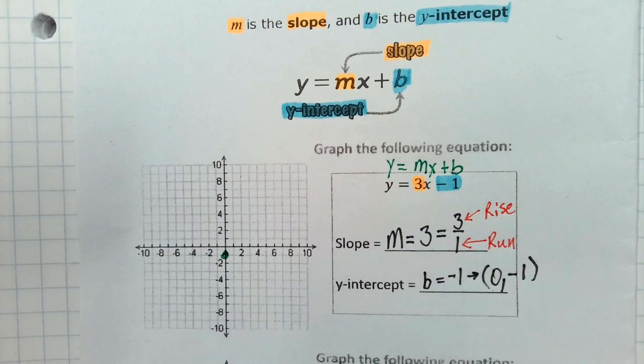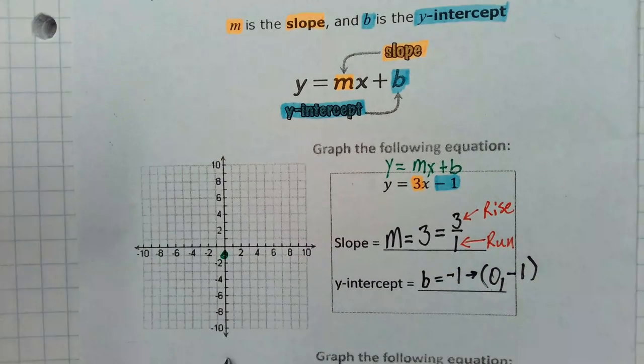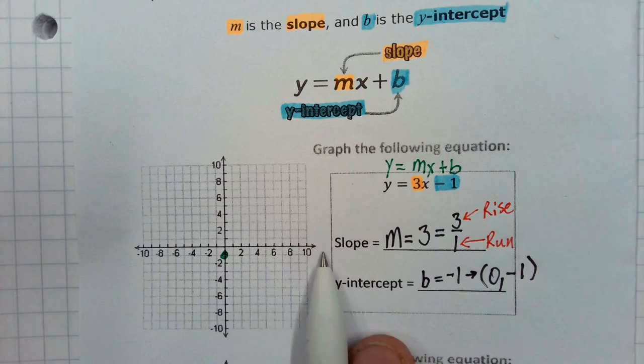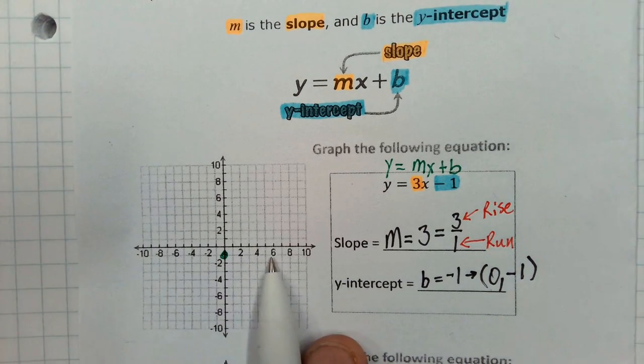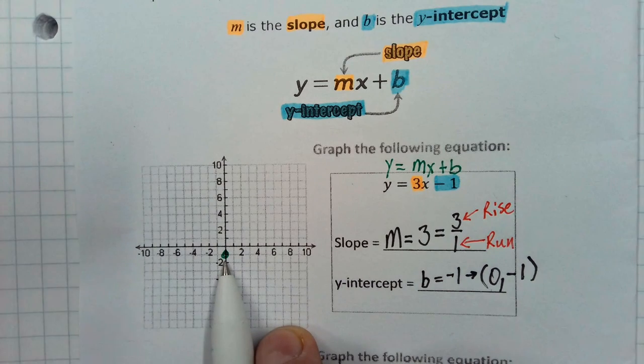One thing I got to stress though, it's called the y-intercept because it crosses this axis, the one that goes up and down, the y-axis. Never start putting the first point on the x-axis. It's not an x-intercept. It's a y-intercept. So here we go. This is our first point. How can I get more points so I can graph the line?